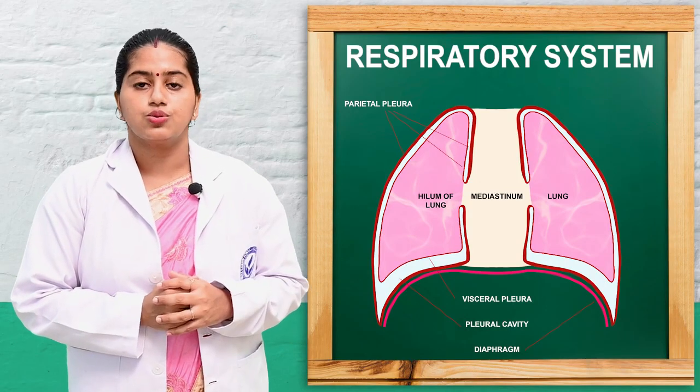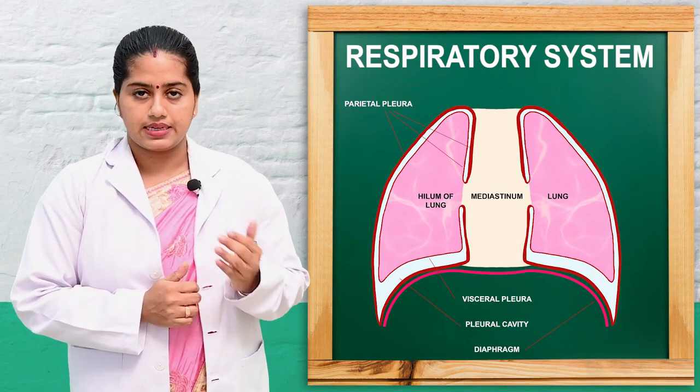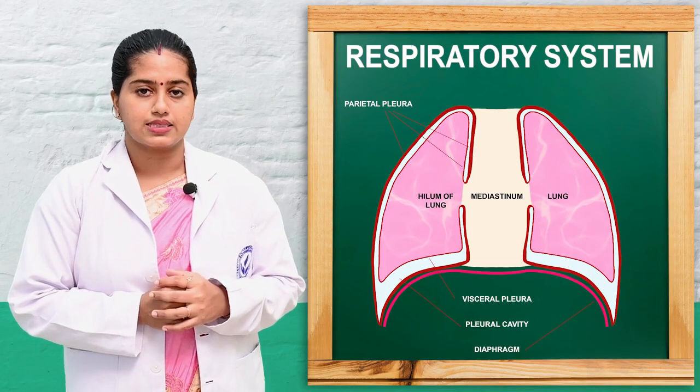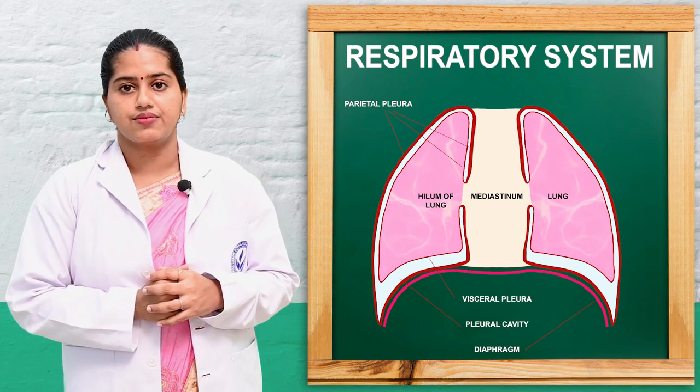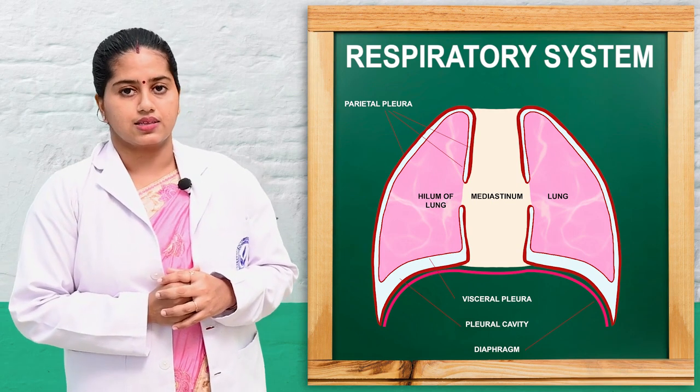Another one is the pleural cavity, the cavity that surrounds the lungs. There are mainly 2 layers: the inner, that is the visceral layer, and the outer, that is the parietal layer. In between there are pleural fluids, that prevent friction and lubricate the lungs.